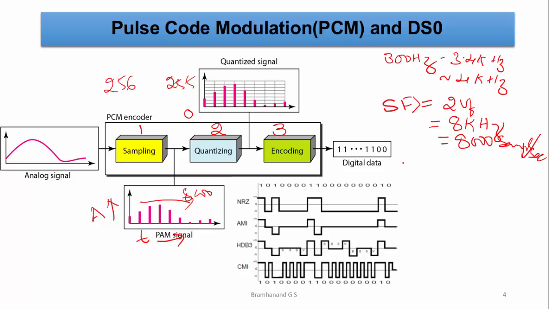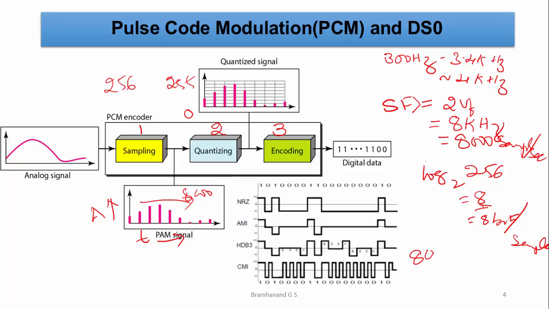We also know that log base 2 of 256 is equal to 8. So in order to represent every sample, the quantized relative value can be represented with 8 bits, right? So we need 8 bits, and finally it will undergo encoding. There are different encoding mechanisms, the output of which gives us 8 bits per sample.